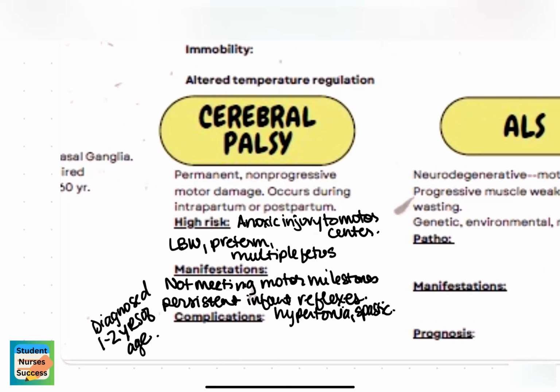There is no specific test for cerebral palsy. It is really by physical exam and maybe gathering some information about birth history and pregnancy history. Frequent complications include visual problems, seizures, scoliosis, and that's because the tight muscles tend to pull the spine to one side or the other.